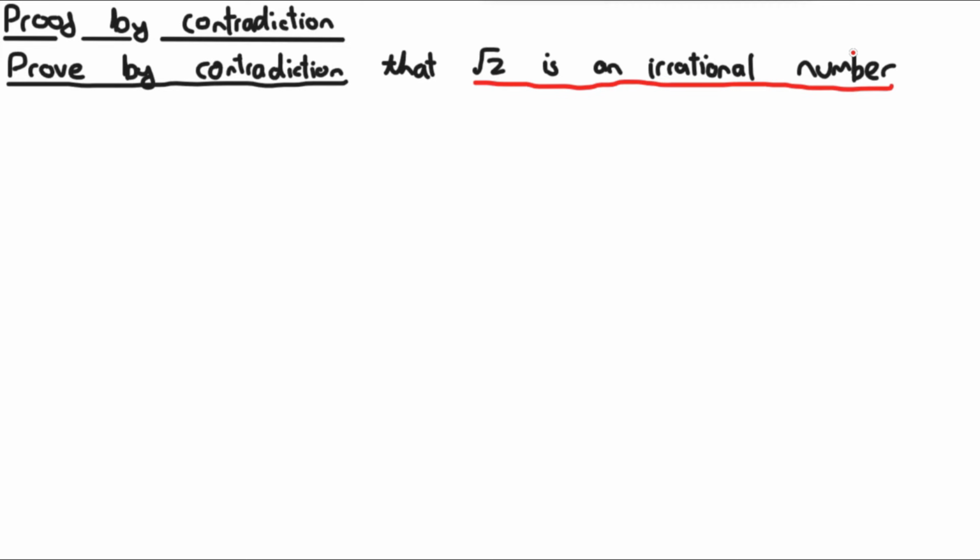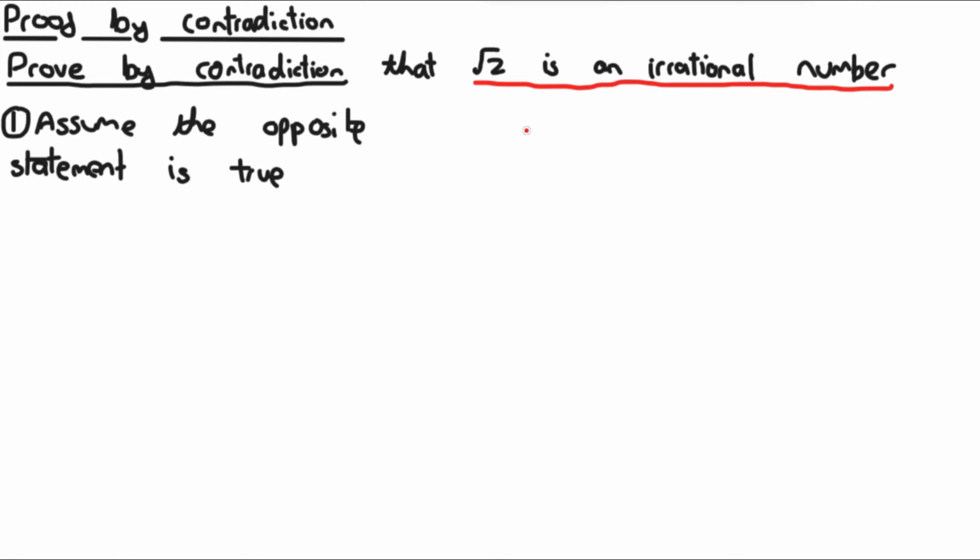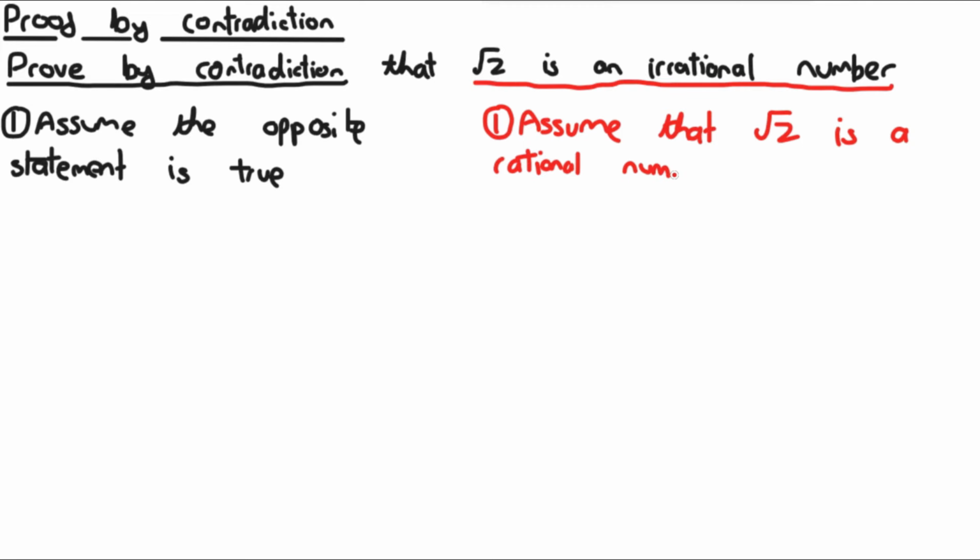For proof by contradiction, there are 3 steps that you need to do to answer each question. The first step is to assume the opposite statement to what's given in the question is true, and you need to write this down. So for this question, the statement is that we need to prove that root 2 is an irrational number, so we're going to assume the opposite, that root 2 is actually a rational number. You just write down the opposite of what you're trying to prove.